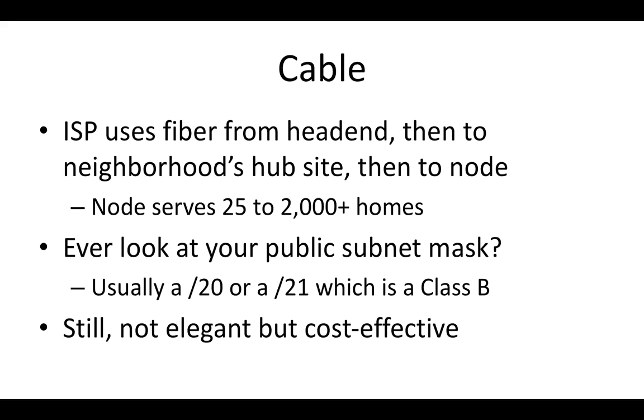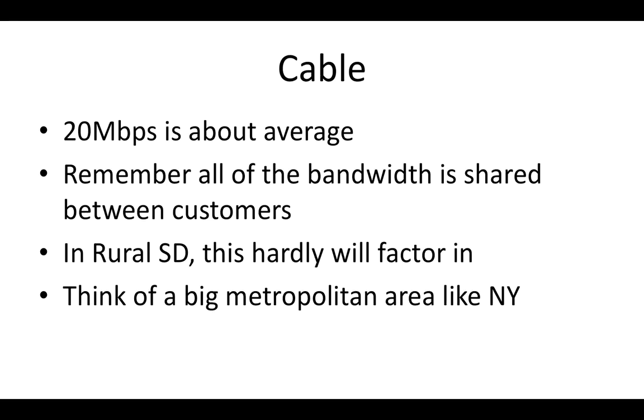So on cable, usually we have pretty big subnets and things like that. I think that's changed a little bit if you can actually find out the block you're on for a subnet mask facing outwards. You might see like a slash 20 or slash 21, kind of depending on where you're at. Average speeds for that, about 20 megabits. Remember, that's shared between everybody. In rural South Dakota, like I said before, we oftentimes see 70 or 60 meg is really common for us to have here.